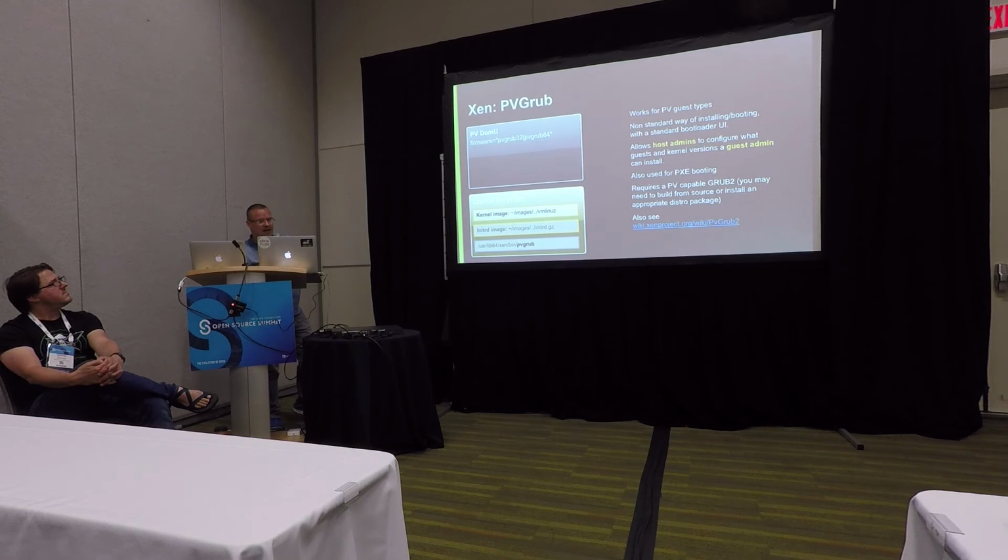So for PV guests, there's a thing called pvgrub. This doesn't come with Xen by default, so you basically will have to get grub2, which contains pvgrub out of the box, build that and install it in your Xen binary directory. And then you can have a library, fundamentally, of kernel images and RAM images, which you can then let the user choose from. So basically, in this case, the host administrator fundamentally has control as to what a user can install, and it's fairly attractive to limit what the guest admin can install.